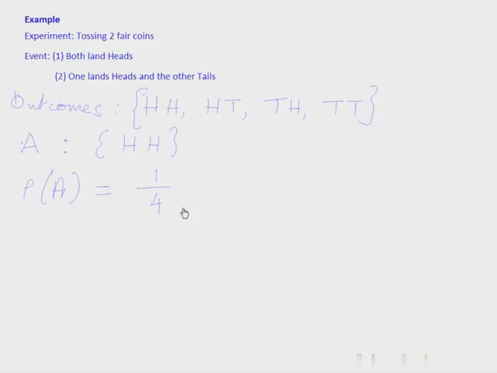How about event B, which is one lands heads and the other tails? So in how many ways can you get one head and one tail? Let's look at all the outcomes and identify those which are one head and one tail. There are two. There's an H and a T, and a T and a H. So the probability of event B is 2 over 4.